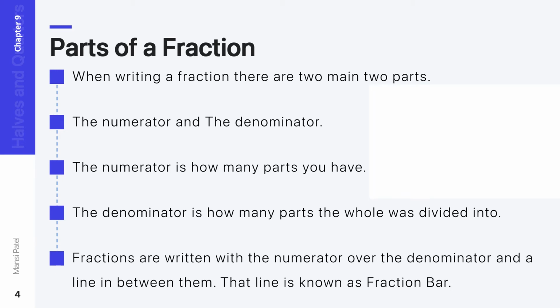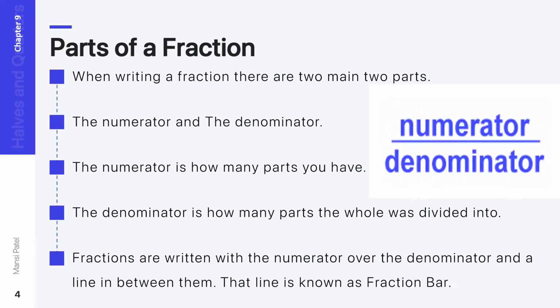So see here, when we have to write down the fraction, first we write down the numerator, and second we write down the denominator. And to separate the numerator and denominator, we just draw one line. This line is known as the fraction bar.